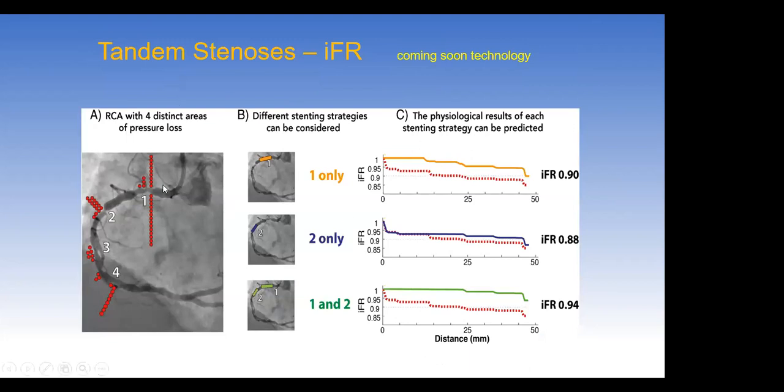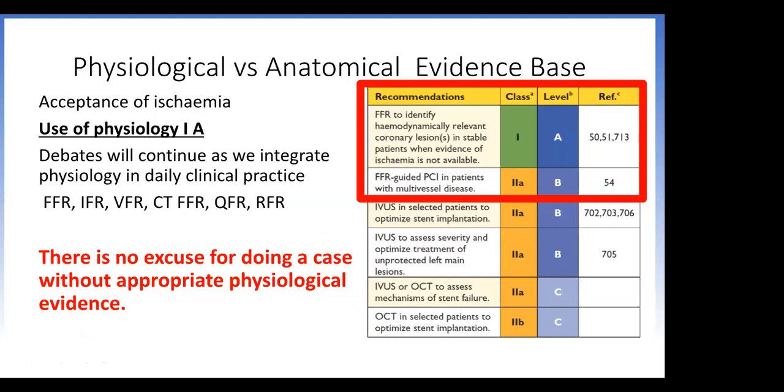After you do the pullback, it gives you dots for any drop of the blood pressure across that lesion. And then you can just choose which lesion you're going to treat, and it gives you the final iFR based on how many lesions you will intervene on, to be sure of the final result. The results of all the trials led to the AHA-ACC recommendation of class 1 and class 2A for assessing hemodynamic significance of borderline lesions and for guidance of the PCI.